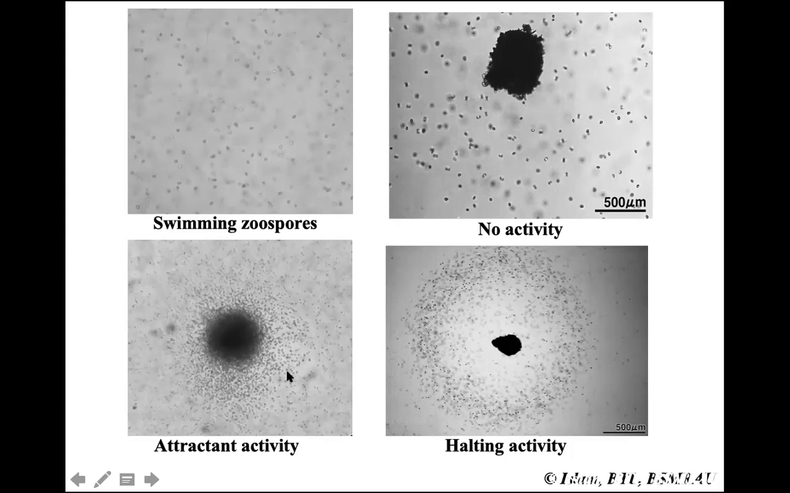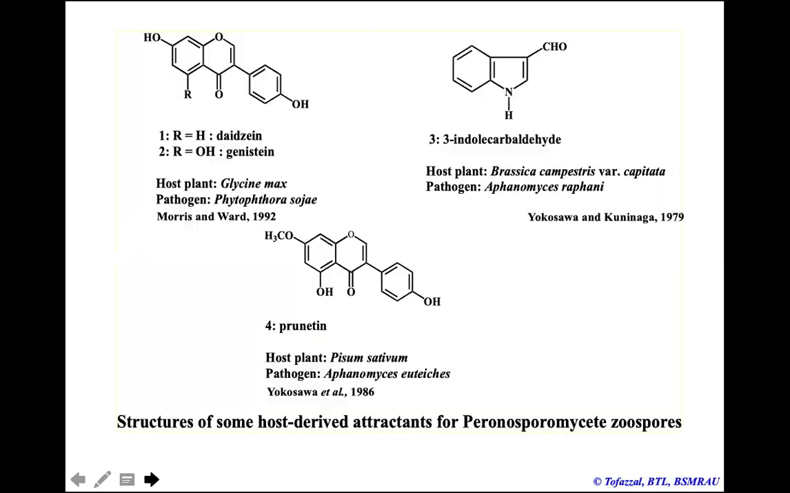By using this method, we discovered lots of compounds. Here I can show you some of the chemical structures. For example, daidzein and genistein, two isoflavonoids discovered from Glycine max, are specific attractants for Phytophthora sojae. Only Phytophthora sojae zoospores are attracted by this host-specific signaling natural product, but other zoospores are never attracted by it. That means zoospores have some host specificity.